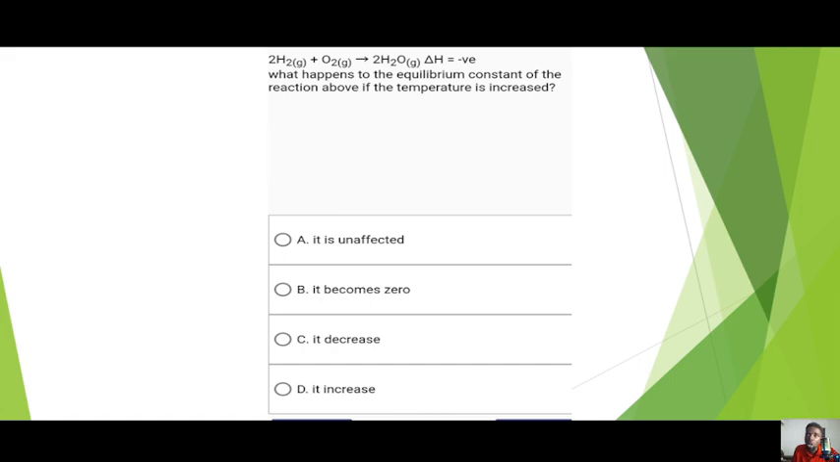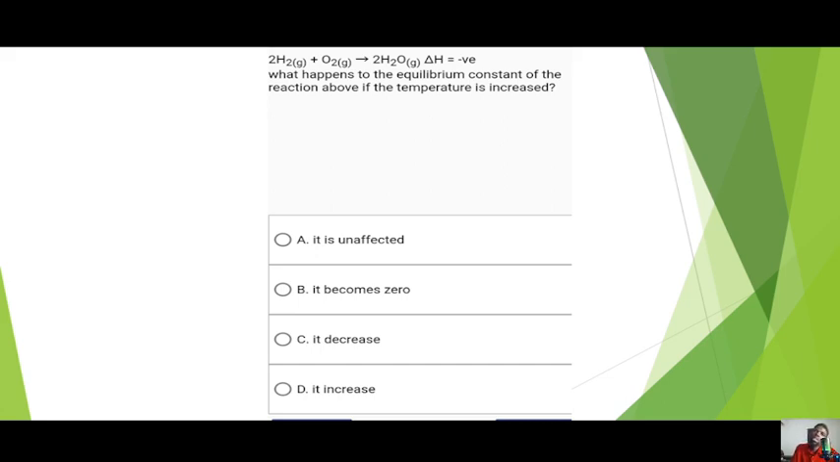Why? Because increasing the temperature for an exothermic reaction will favor backward. If it was exothermic and you want to favor the forward, you need to decrease temperature. Why? Follow the sign. The sign says minus, which means decrease. And once you decrease it, it favors the forward. But if you now increase it for exo, it means that it's going to favor the backward.